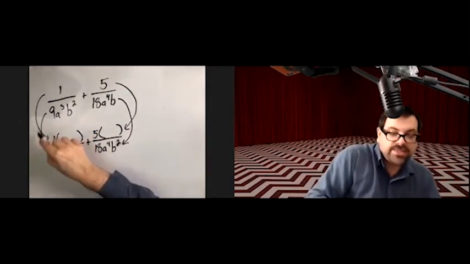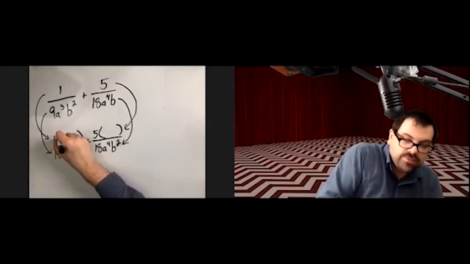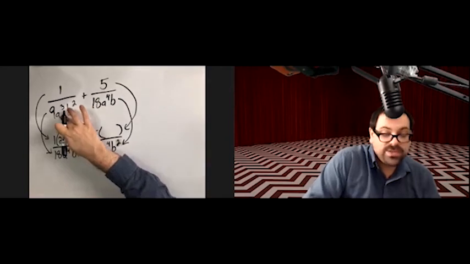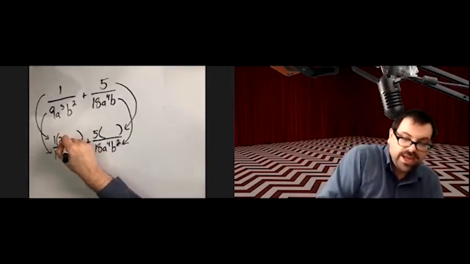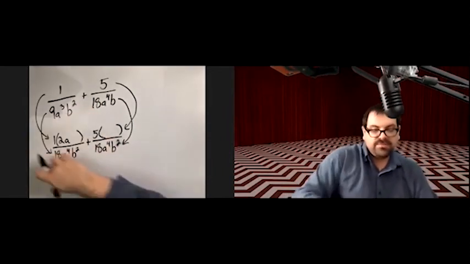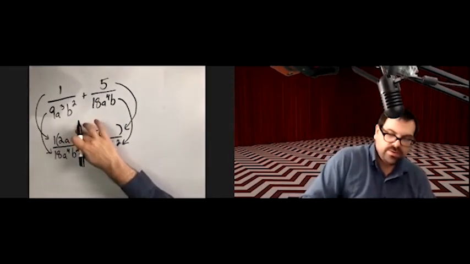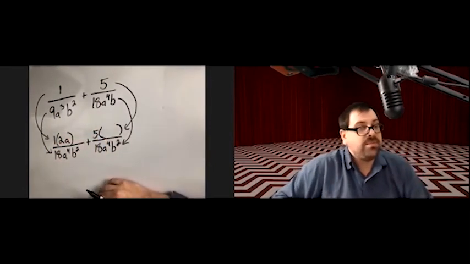So 9 times what is 18? 9 times 2 is 18. A cubed times what is a to the 4th? Well, we need another a cubed times a. B squared times what is b squared? We don't need anything else. We got the b squared. So the 1 is just going to be multiplied by a 2a.